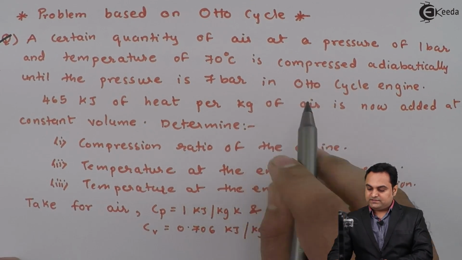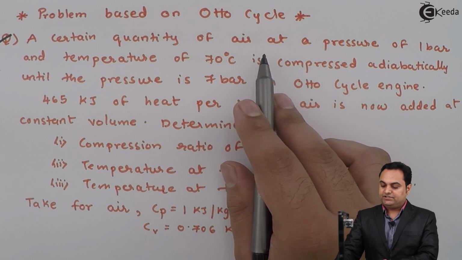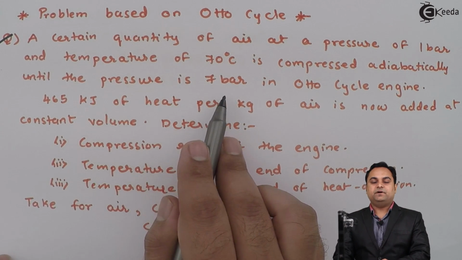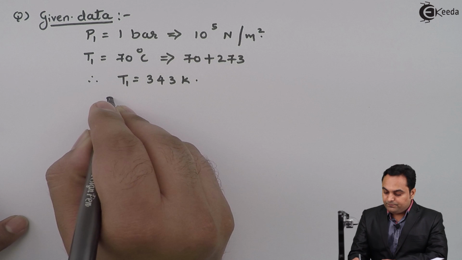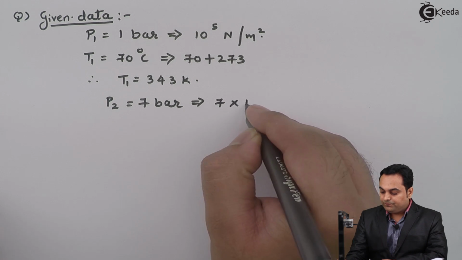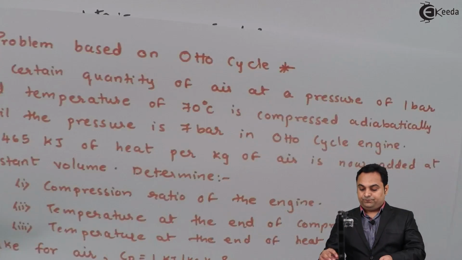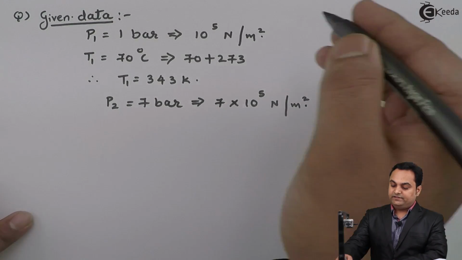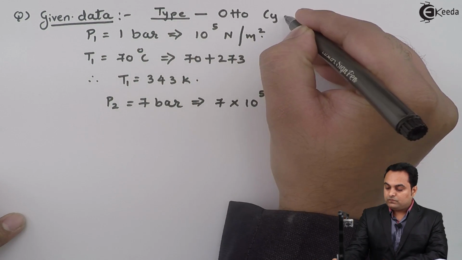Next is compressed adiabatically until the pressure is 7 bar, means the air which was at initial pressure of 1 bar, now after compressing it adiabatically, the pressure has become 7 bar. It means this is pressure value P2. So after P1, P2 = 7 bar, which is 7 into 10 raised to 5 Newton per meter square. So 7 bar in Otto cycle engine. So here the type is given, so I'll write the type. In this case it is Otto cycle.